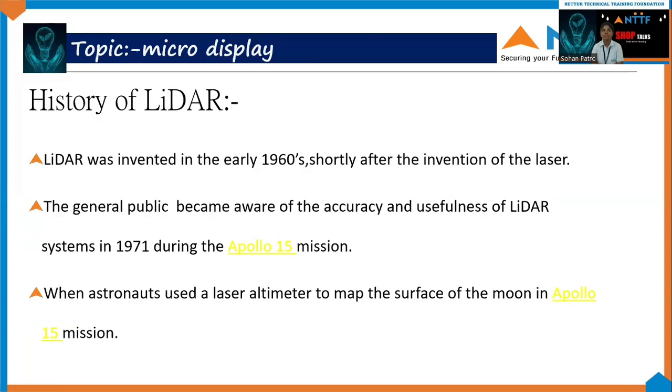Then history of LIDAR. LIDAR was invented in the early 1960s, shortly after the invention of the laser. The general public became aware of the accuracy and usefulness of the LIDAR system in 1971 during the Apollo 15 mission, when astronauts used it to map the surface of the moon.